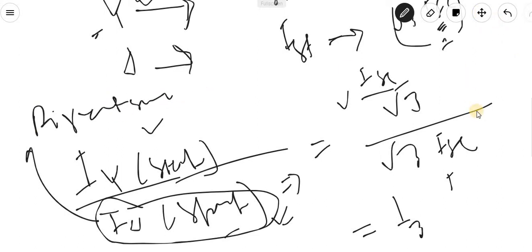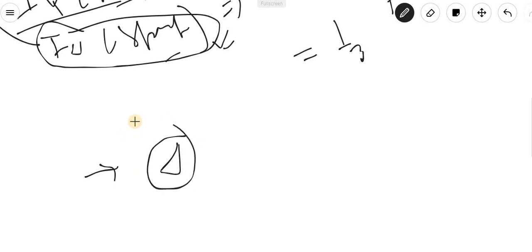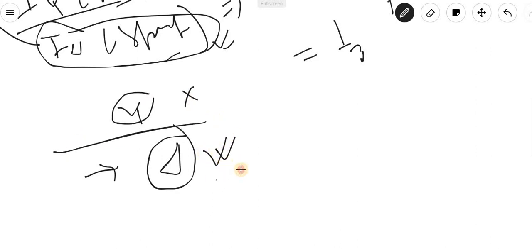Because direct switching means we are directly switching to a delta connection, we are not using star connection. If we directly switch to delta, then the current will be that much short circuit current. Clear? So this much will be the starting current.